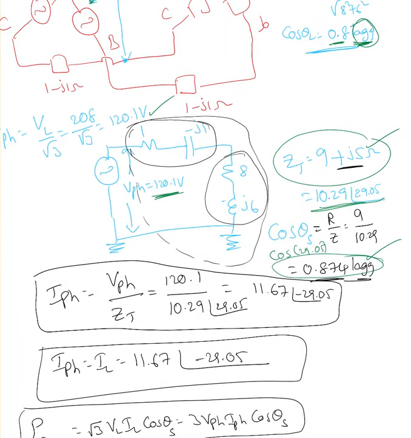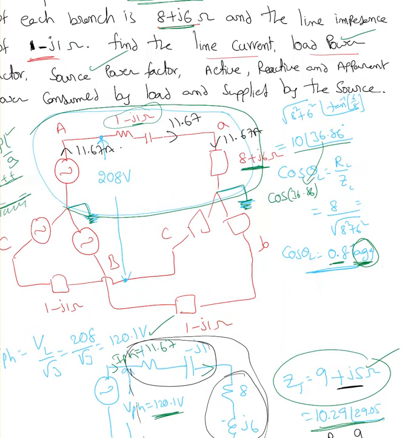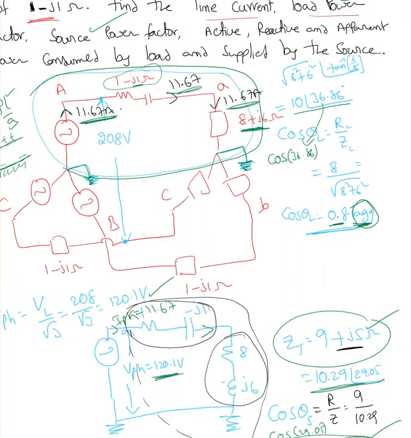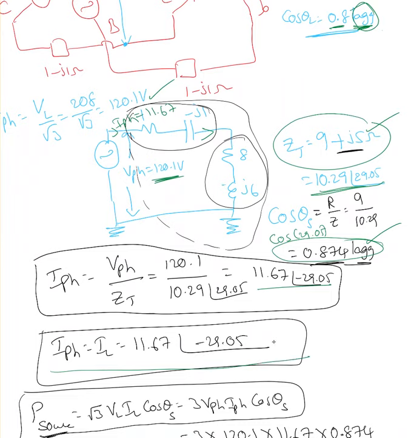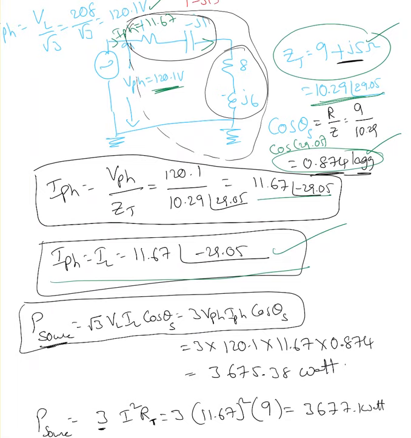Now I'm going to find the total current supplied by the source, the phase current IPH, which is VPH over Z total. We end up with 11.67 at an angle of minus 29.05. So the current here is 11.67. The same amount of current passes through the line, and the same amount of current is passing through the load. That's what I indicated here, 11.67 each. So in this case line current and phase current are the same, because in a star connection, line and phase currents are the same.